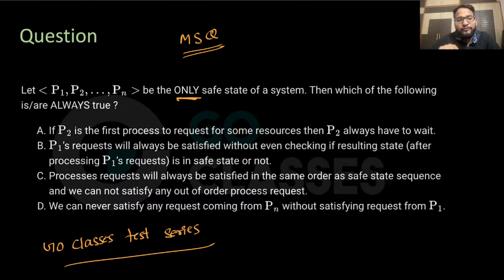Tell me if this A is true or false. If P2 is the first process to request, then it always has to wait. No, right? Maybe it depends. If I can give some resources to P2 or not, it depends on whether the resulting state is safe or not after giving it, right? So that's why this is false.